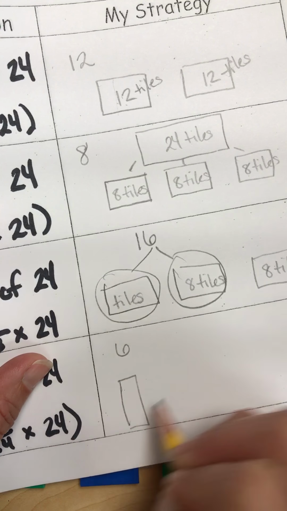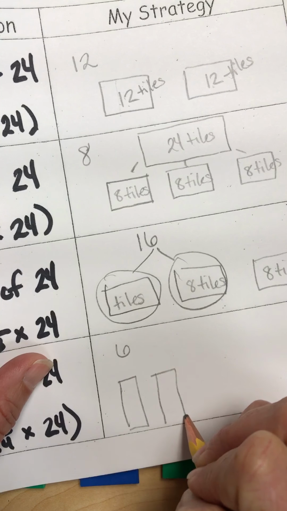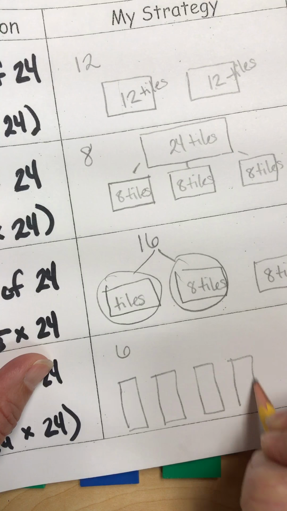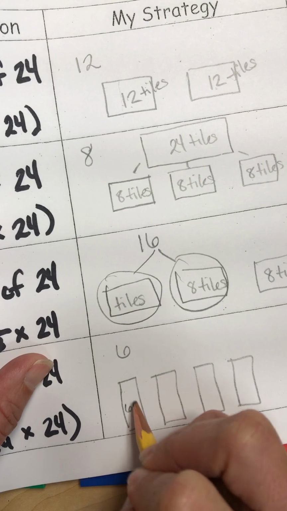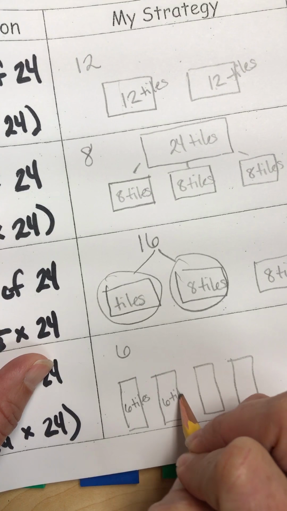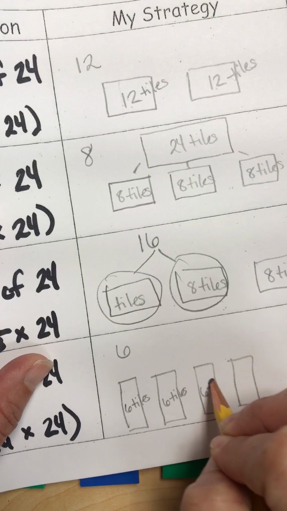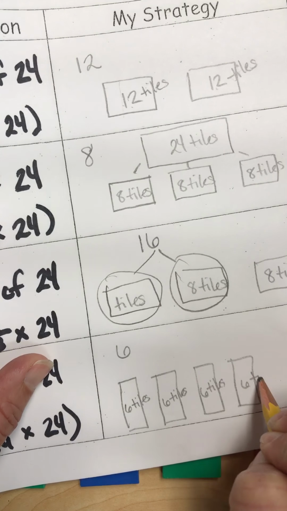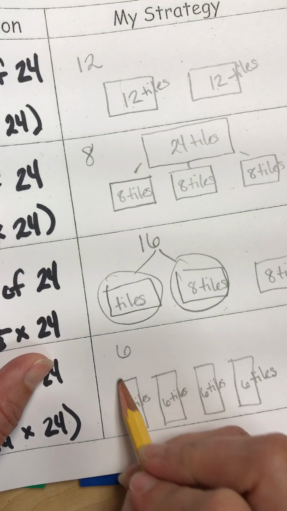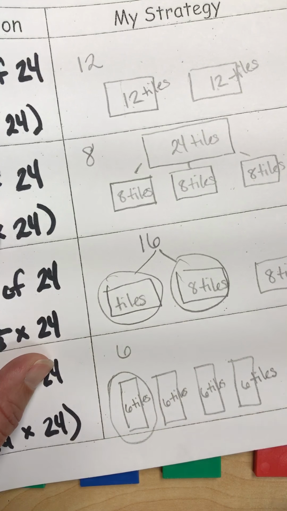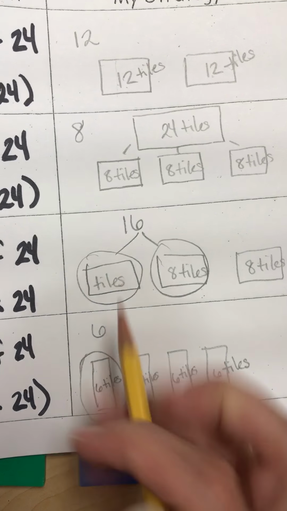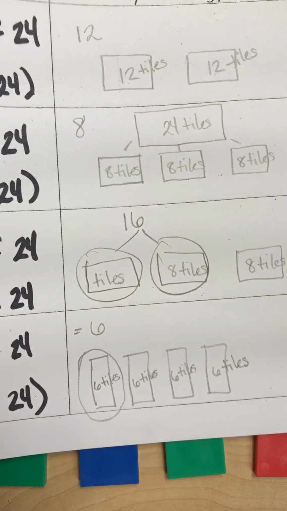up into 4 equal groups. And in those 4 equal groups, I had 6 tiles in each. Again, if you draw them, it would make much more sense to you, but I only need 1 of those 4 equal groups. And in one group, there was 6 tiles, so my answer is 6.